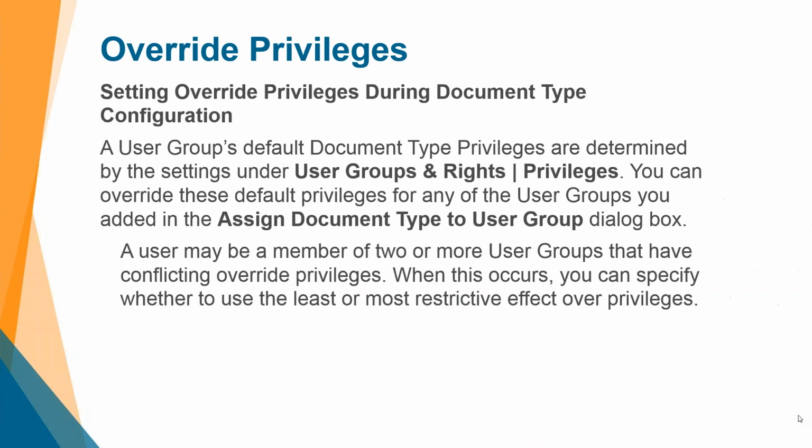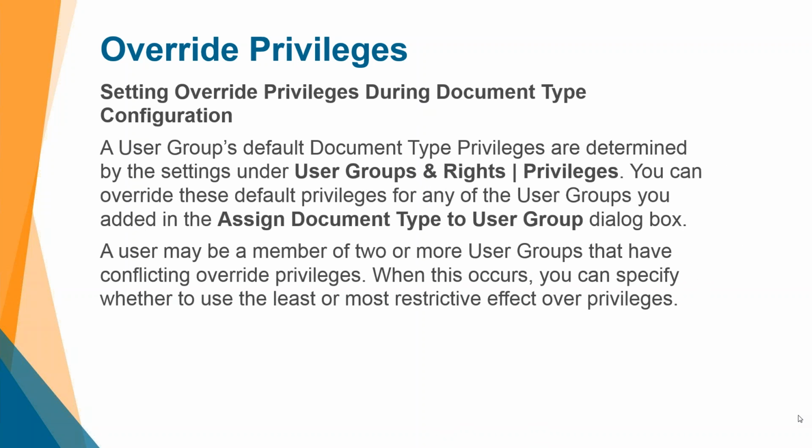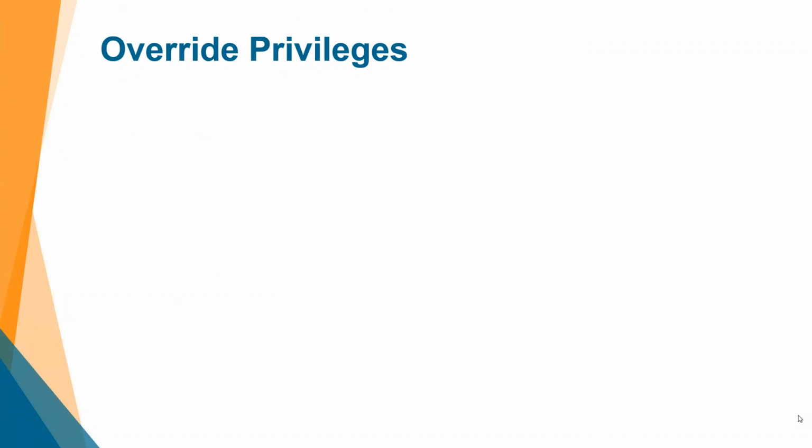So, as we talked about, setting override privileges during document type configuration. A user group's default document type privileges are determined by setting the users under user group rights and privileges. You can override these default privileges of any user groups added in the assigned document type by user group box. The user may be a member of 2 or more user groups that have conflicting override privileges. When this occurs, you can specify whether to use the least or most restrictive effect over privileges, which we will get into absolutely after this.